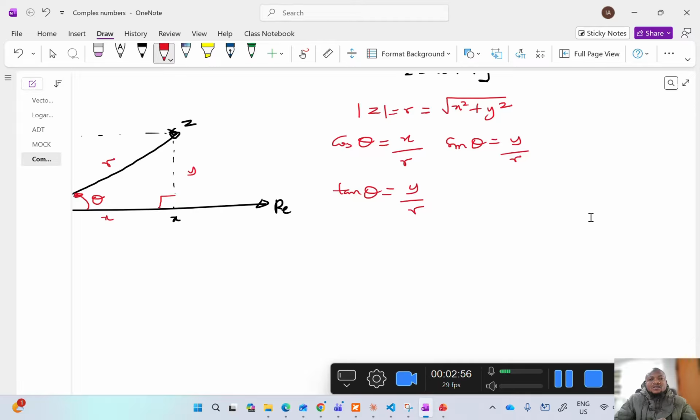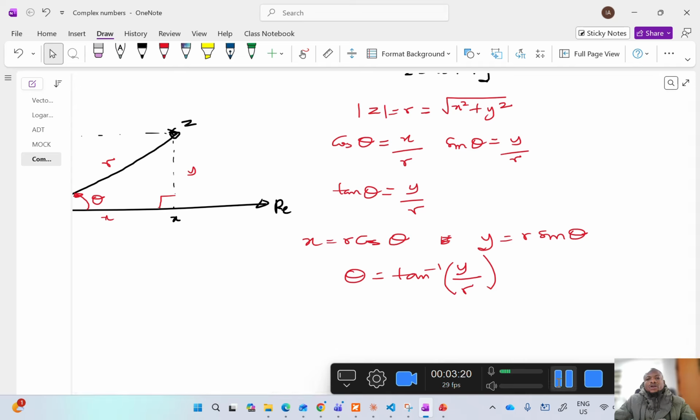Having understood this, we'll move forward to finding the values. That implies that x is equal to r cos theta, and y is equal to r sine theta, and theta, which is the argument, is equal to arctan of y over r. Oh, that was a mistake. I said tan is opposite over adjacent. Adjacent is x, isn't it? So it should be y over x, not y over r. So this should be arctan of y over x. So this is now corrected. I hope this is well understood.